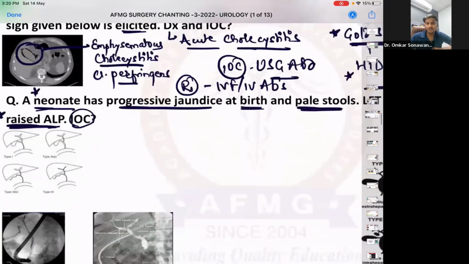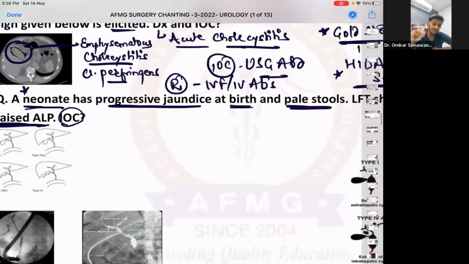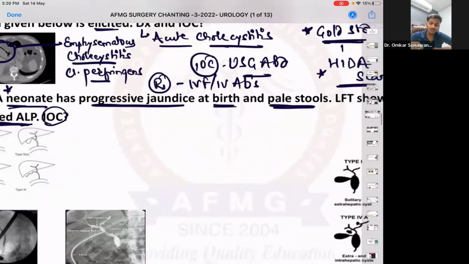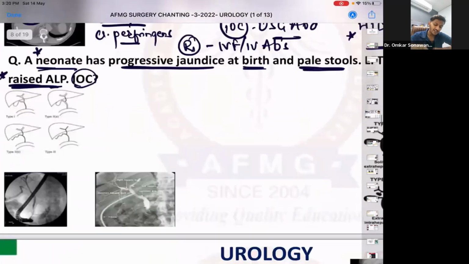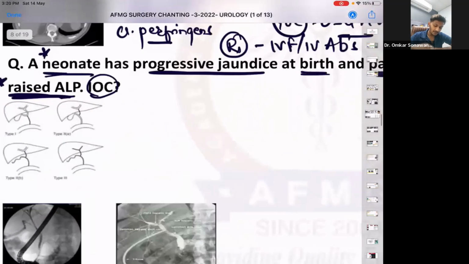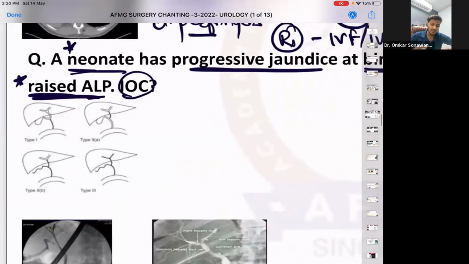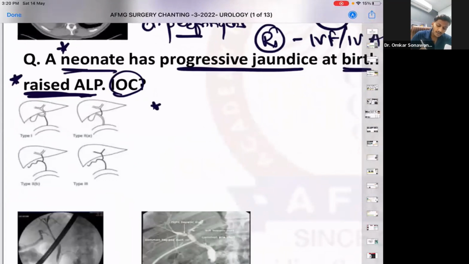That means there is some pathology in the biliary duct. If a neonate presents to you with progressive jaundice at birth itself, along with pale stools, dark urine, and LFT showing raised ALP, the preliminary diagnosis that I will think of is usually biliary atresia.